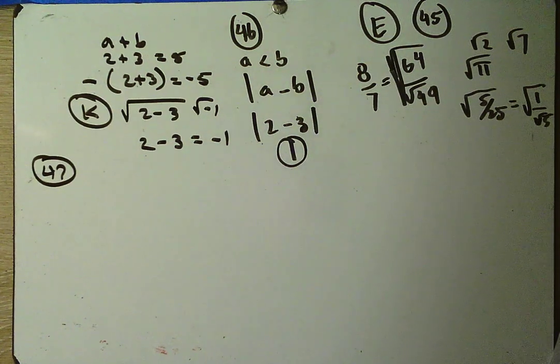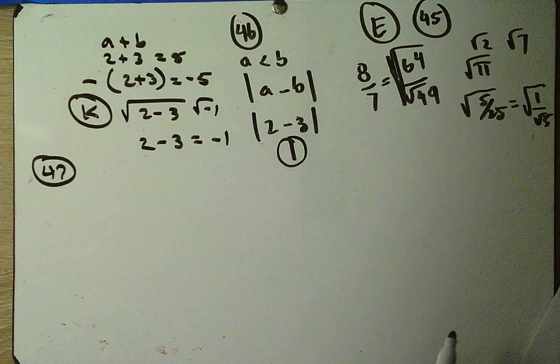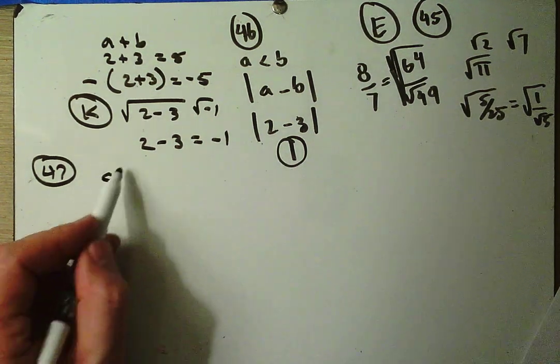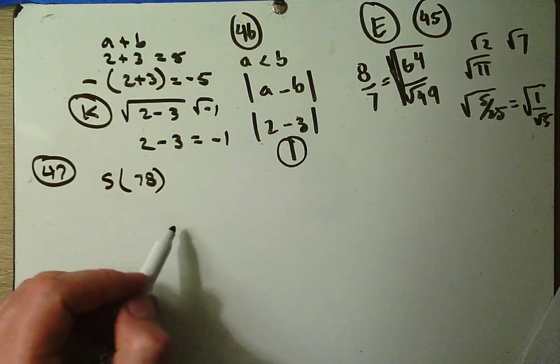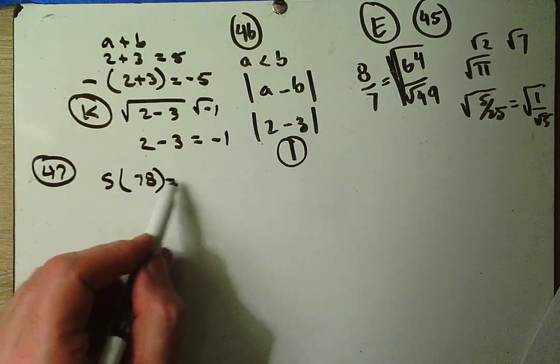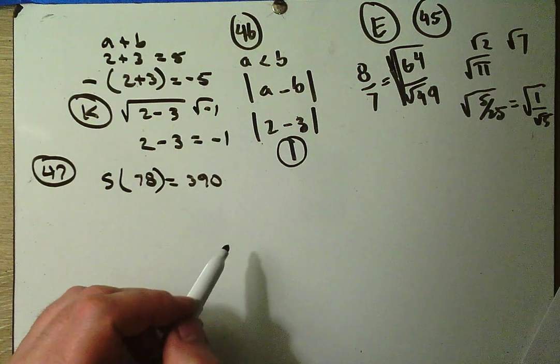47. Tom has taken 5 of 8 equally weighted tests in his history class. The average is 78 points. How many points does he need to earn on his 6th test to bring his average score up to 80? Well, he's taken 5 tests, and his average has been 78. So that's 390 points so far.